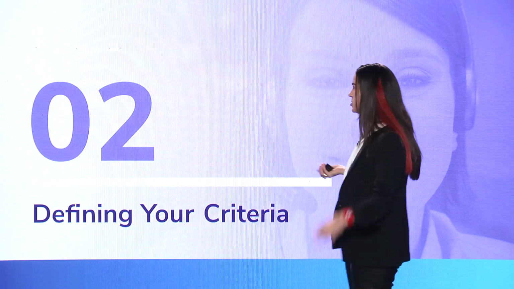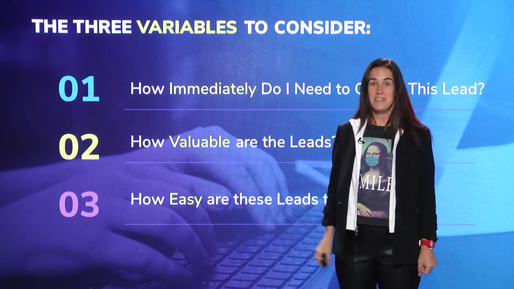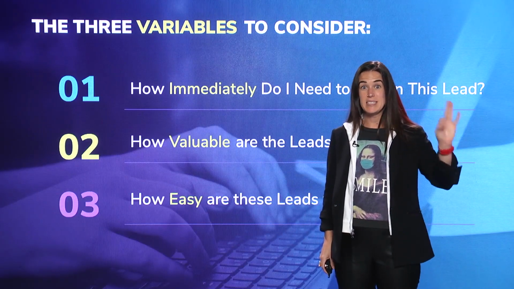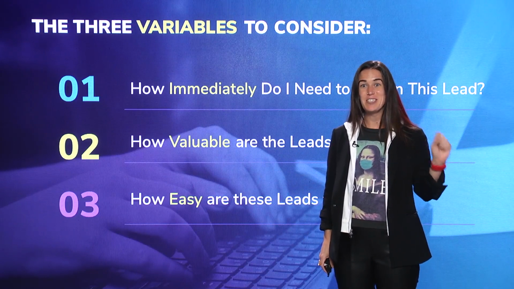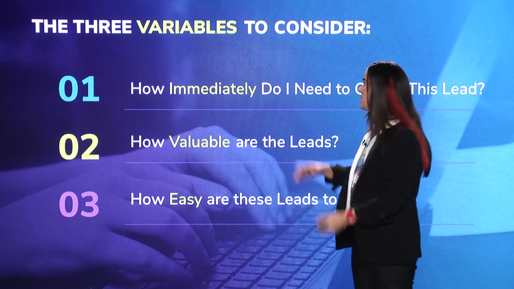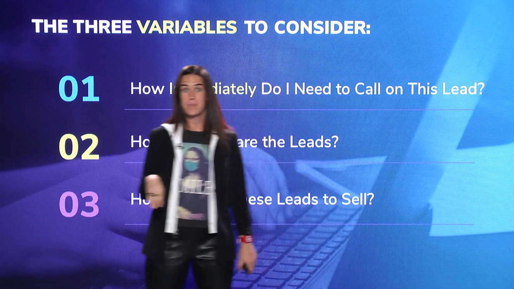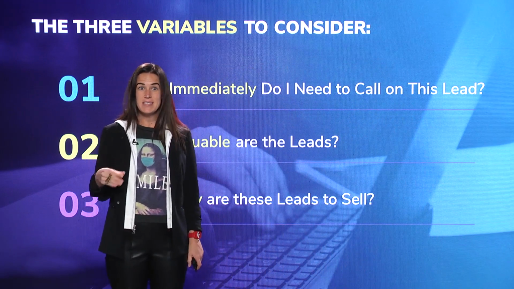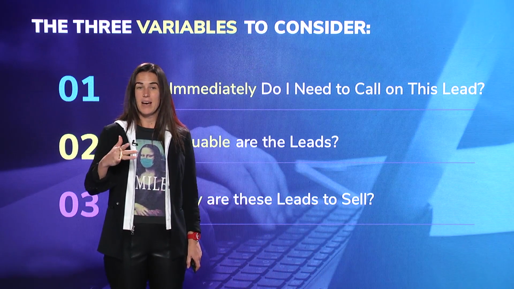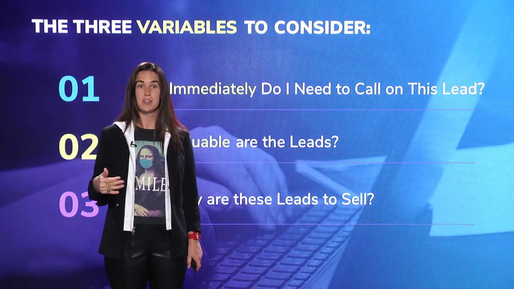Number 2, let's go into defining criteria. So defining criteria, there are going to be 3 different variables that we're going to look at today. Typically you'll see 2 that are very prominent in analyses like this. Number 1, how immediately do I need to call on this lead? In some instances, immediacy comes into play. This isn't a deal that's always on the table. This is a deal that's on the table for a certain amount of time.